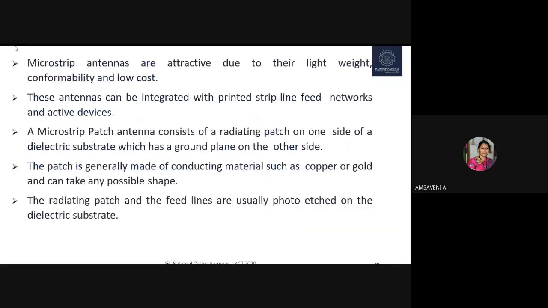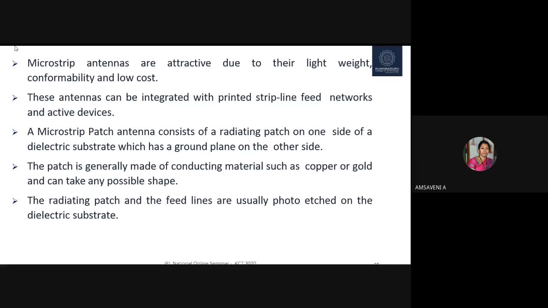The main advantage of the microstrip antenna is that it is lightweight and low cost, and you can easily install it on any surface. It can be integrated with printed circuits, strip-line feed networks, and other active devices.